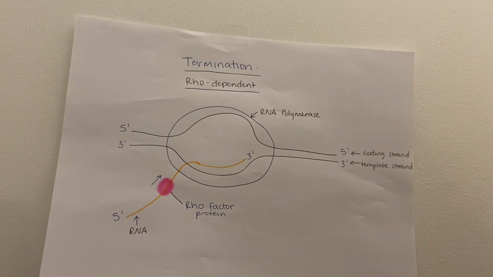In Rho-dependent termination, the protein called Rho factor will bind to a binding region of the RNA strand, where it will climb up the transcript all the way towards the RNA polymerase, where it will then pull the RNA transcript and the DNA template strand apart through helicase activity, which will end transcription and the RNA transcript will break off.